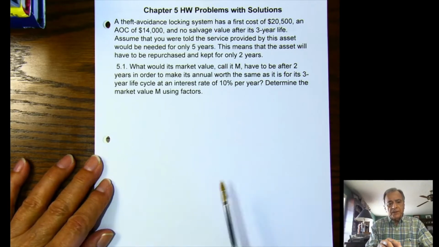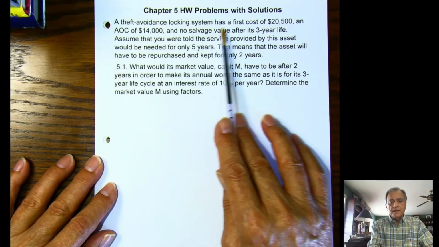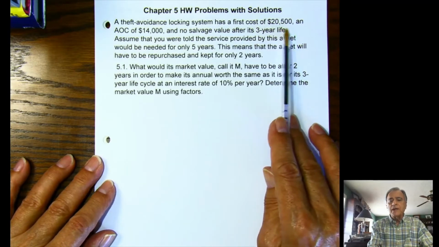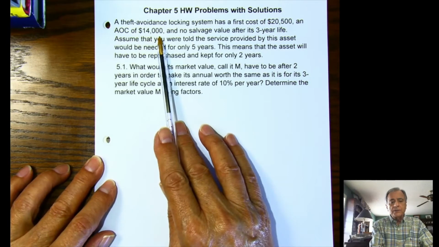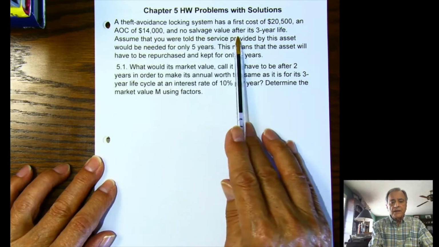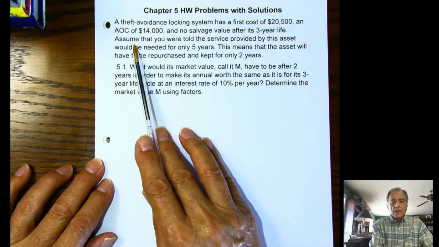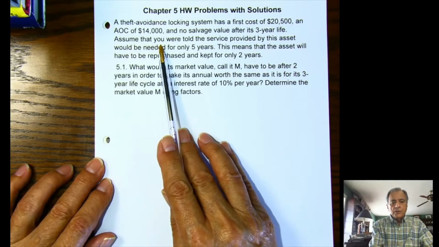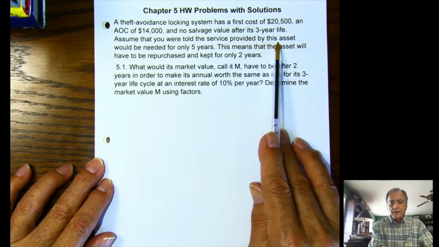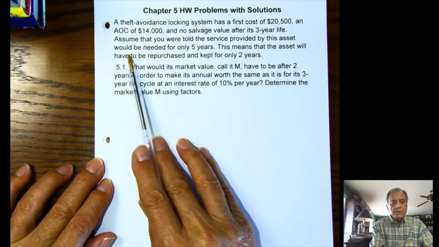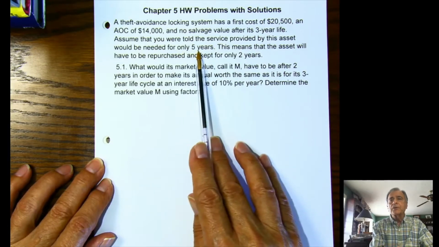But let's read the question. A theft avoidance locking system has a first cost of $20,500, an annual operating cost of $1,400, and no salvage value after its 3-year life. Assume that the service provided by this asset would be needed for 5 years.